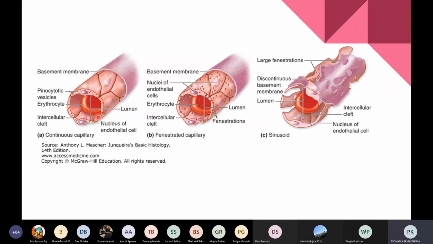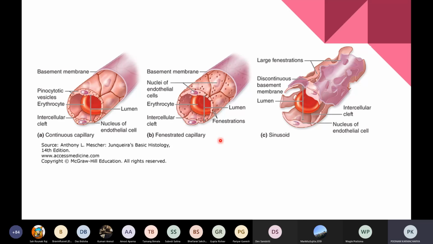The second one is fenestrated capillaries. As the name suggests, fenestrated, and you can see in the picture, they have pores, and the pore diameter can range from 20 nanometer to 100 nanometer. These are seen in renal glomeruli, in vasa recta, in endocrine and exocrine glands, and in choroid plexus.